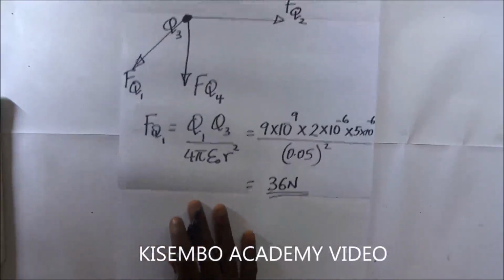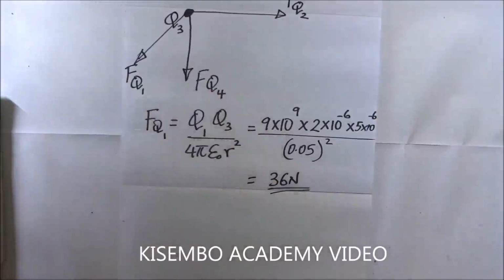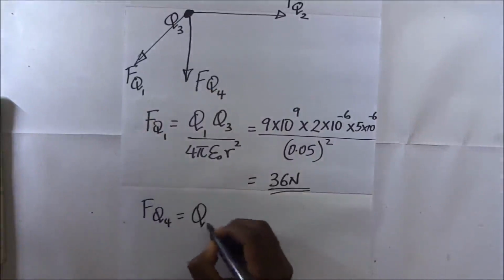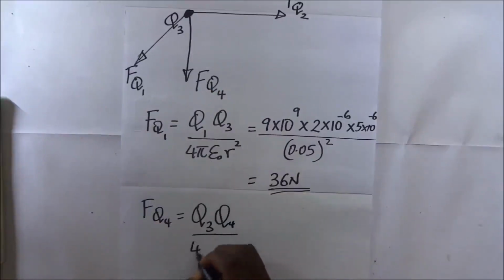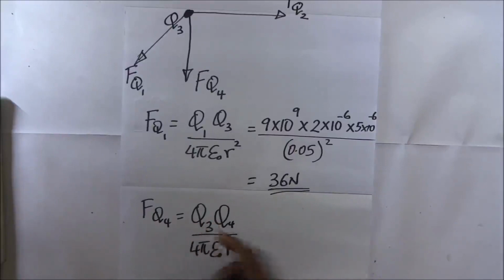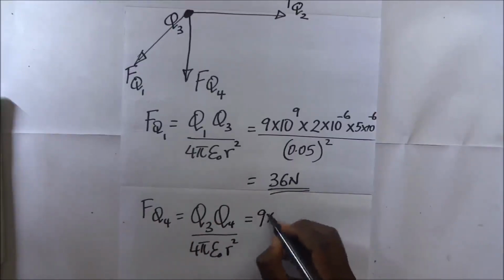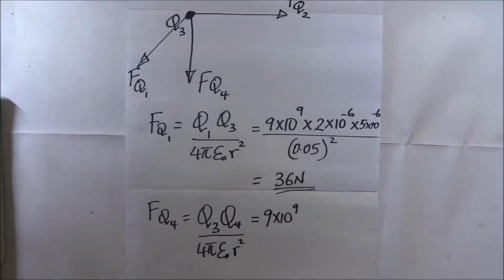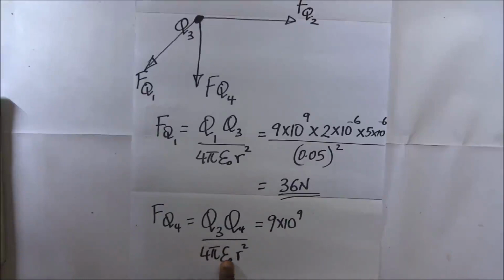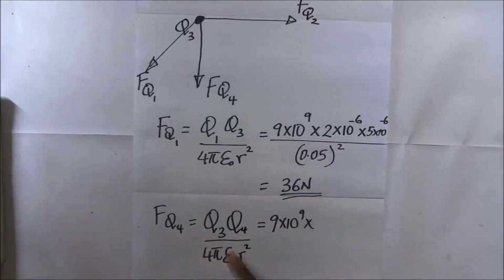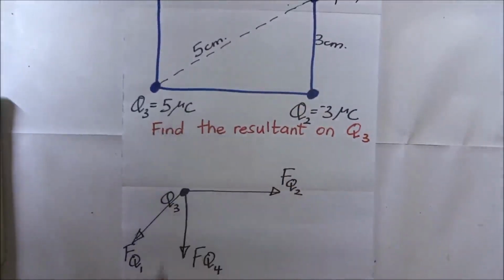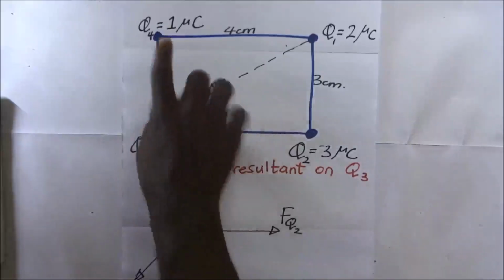So we find the force acting on Q3 due to Q4. FQ4 is simply going to be equal to Q3 Q4 over 4 pi epsilon naught r squared. R is the distance between the two charges. That is simply going to become 9 times 10 to the power 9. We said 9 times 10 to the power 9, according to experimental observations, is what is equivalent to 1 over 4 pi epsilon naught. Multiply that by Q3. We know that Q3 is 5 microcoulombs and Q4 is 1 microcoulomb.